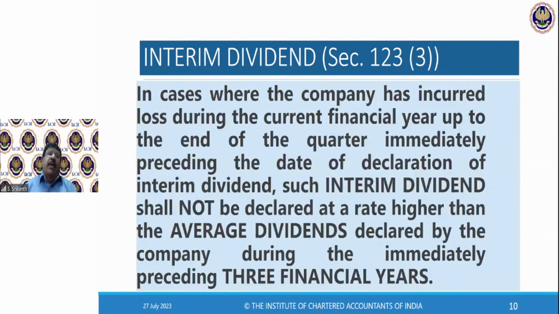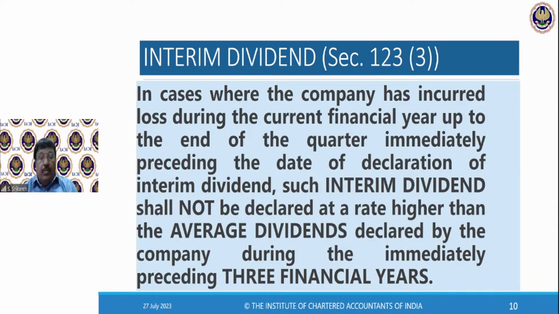Here is a company that has incurred loss during the current financial year, up to the end of the quarter immediately preceding the date of declaration of interim dividend. Meaning, earlier years there is a profit accumulated, but in the current year, first and second quarter, loss. Then interim dividend shall not be declared at a rate higher than the average dividends declared by the company during the immediately preceding 3 financial years.